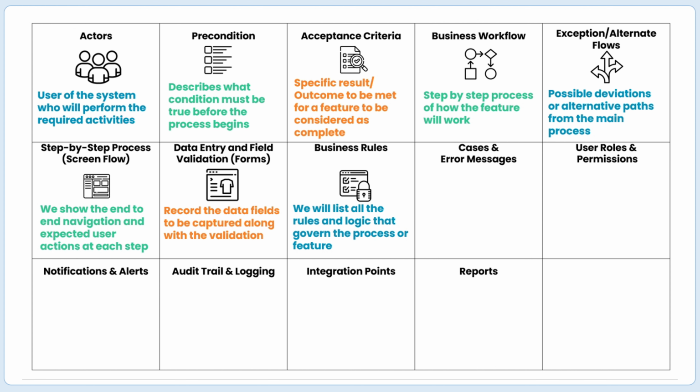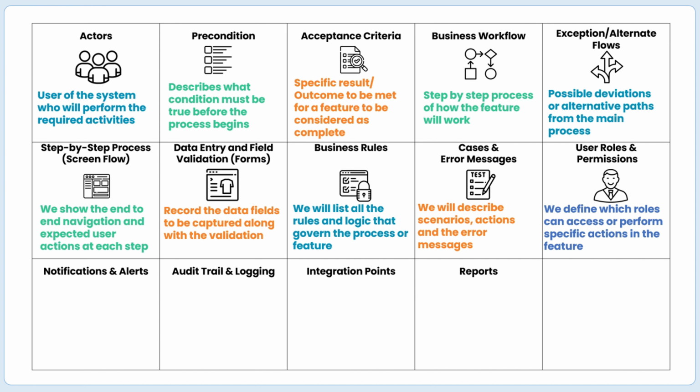Next, we have cases and error messages. In this section, we will describe the scenarios, the actions, and the error messages to be given in case of exceptions. Next, user roles and permissions. Here we define the roles who can access or perform specific action in the feature. We will specify permissions for viewing, editing, or approving the data.